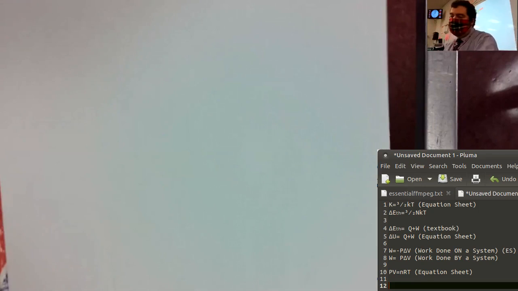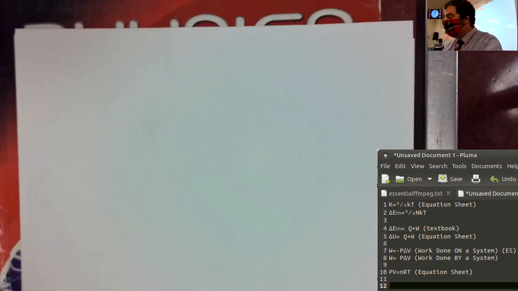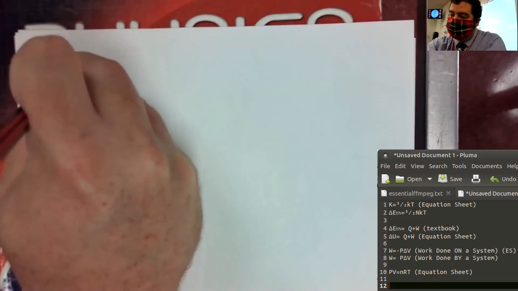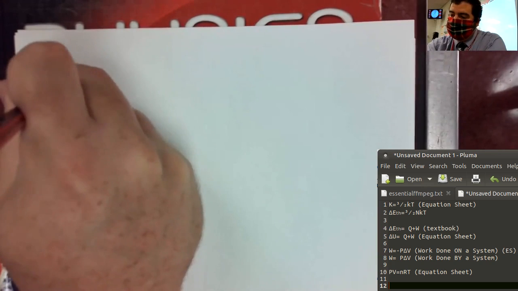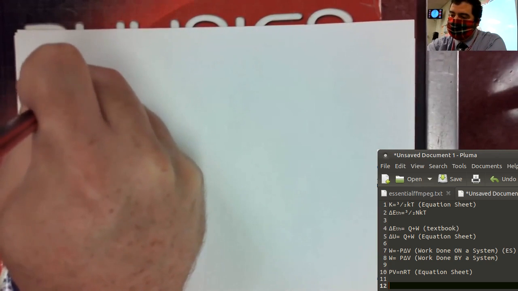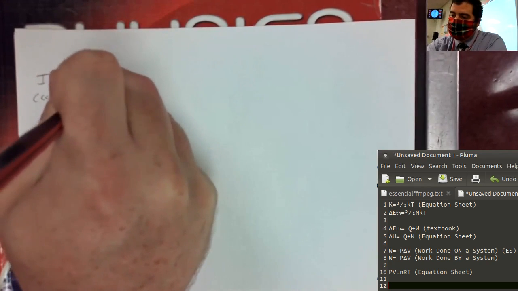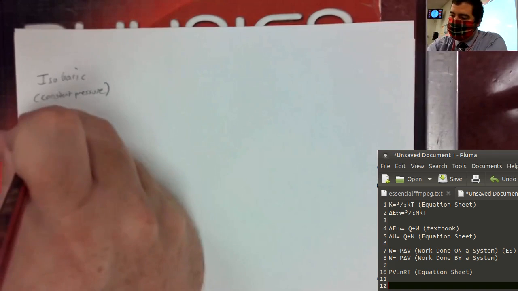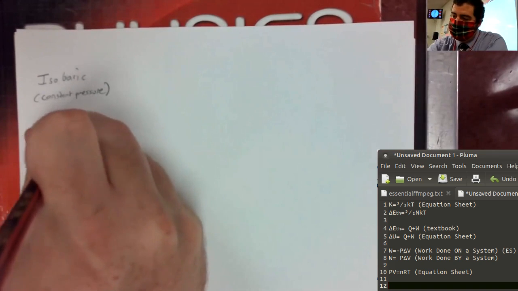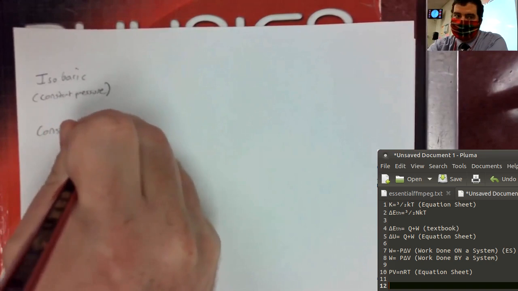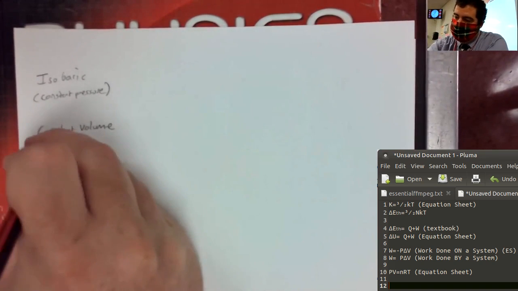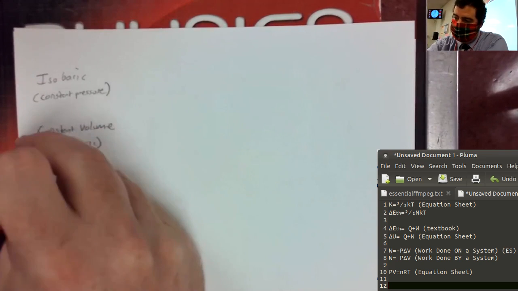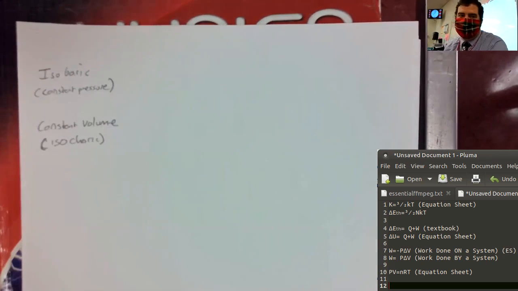So the different thermodynamic processes that they want you to know in this: they want you to know isobaric, and that's constant pressure. They want you to know constant volume, and that is also called isochoric. I'm putting their more common names, not in parentheses.